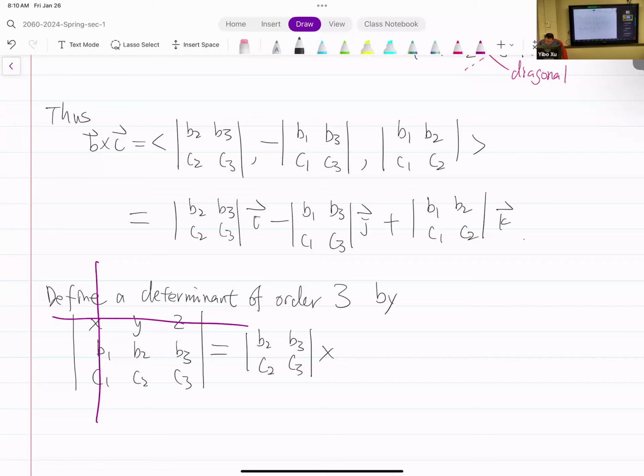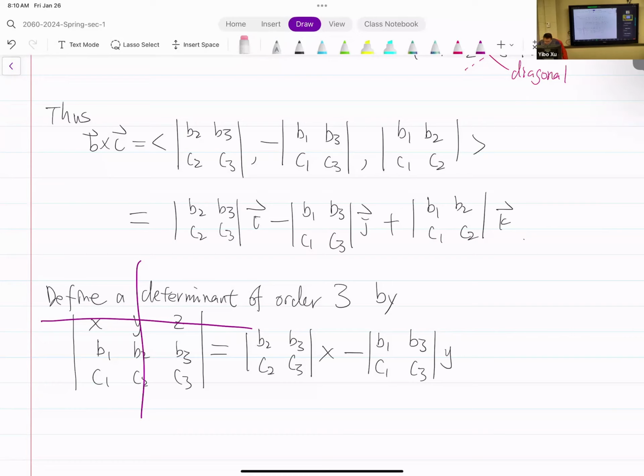And now we have to do this for every entry of the first row. So now we start with x, and then we have y, right? But for y, there's something different. So we minus. Now we isolate y, we eliminate the first row, the second column. What we have left behind is B1, B3, C1, C3 as the order 2 determinant multiplied by 1.